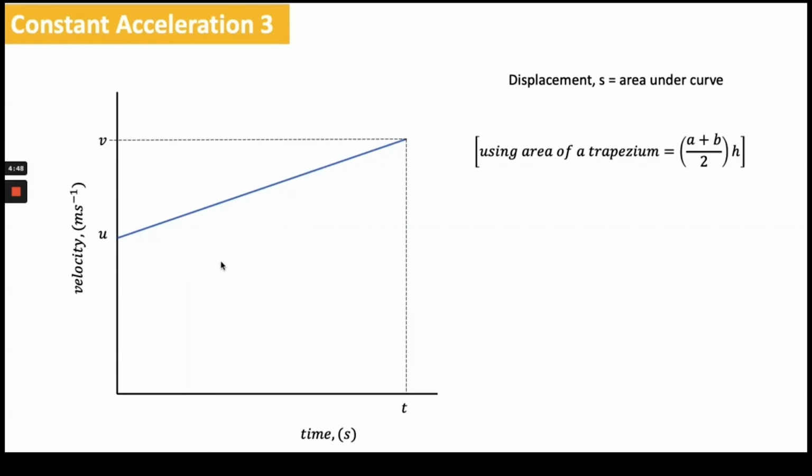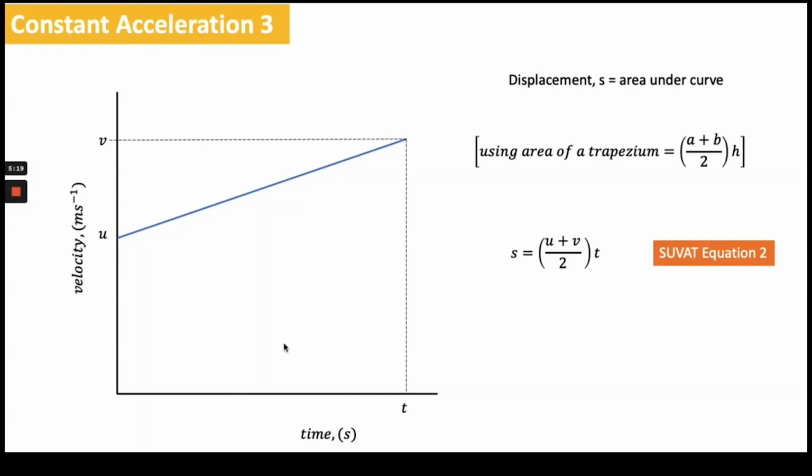Okay, so I'm going to use the trapezium formula. a and b must be the parallel sides, these two vertical lengths. One of them has a height of u and the other has a height of v. So we've got u plus v divided by 2. And now the height, or the distance between the parallel lengths, is t. So here's the second of our constant acceleration formulae. Now both of them had their origins. They've been derived from a velocity time graph.